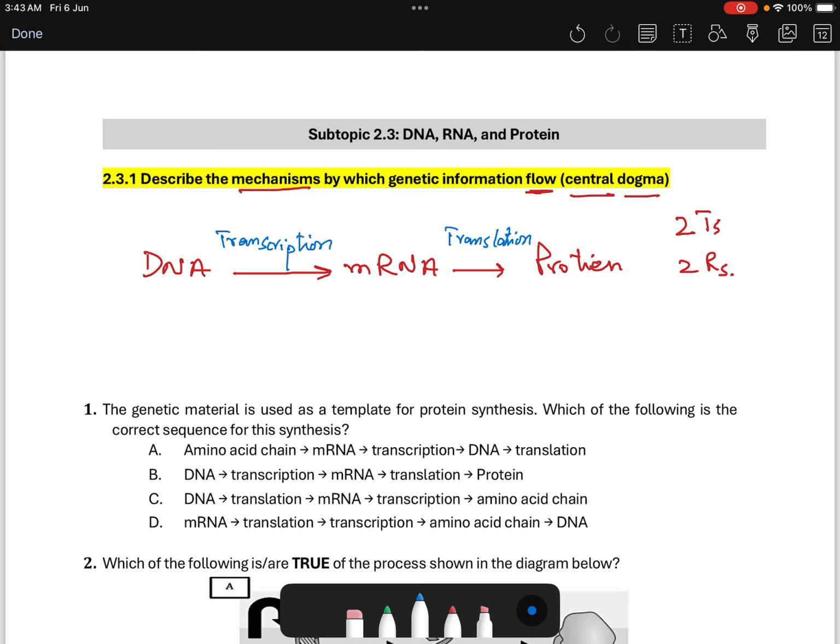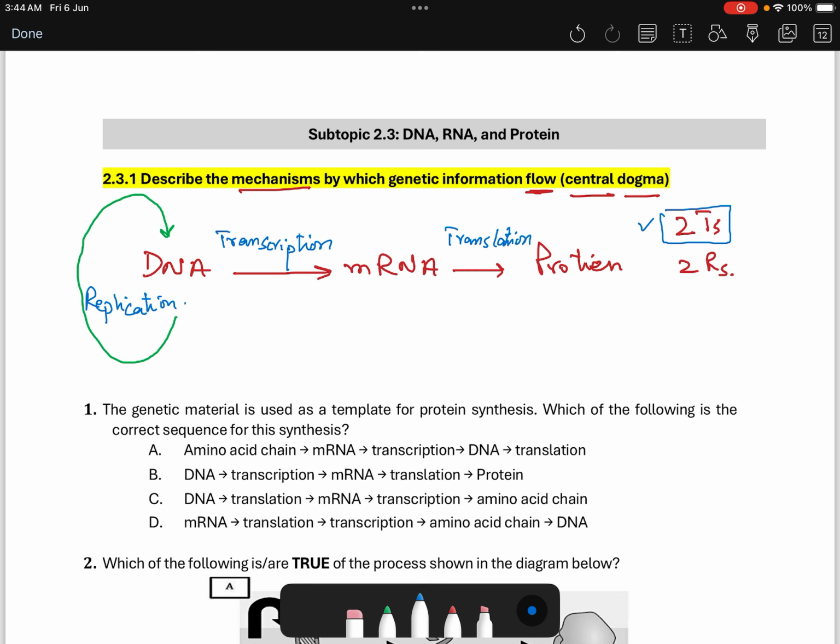So based on that, our 2 T's are completed. Now we will look for 2 R's. So we know that DNA has the ability to make its own copies, and when this arrow is shown like this from DNA to DNA, this is called replication. And this replication completes our 1 R.